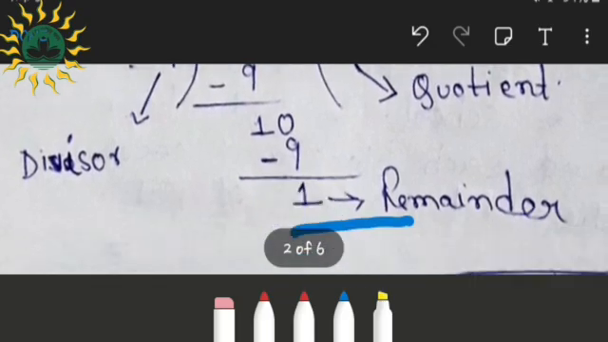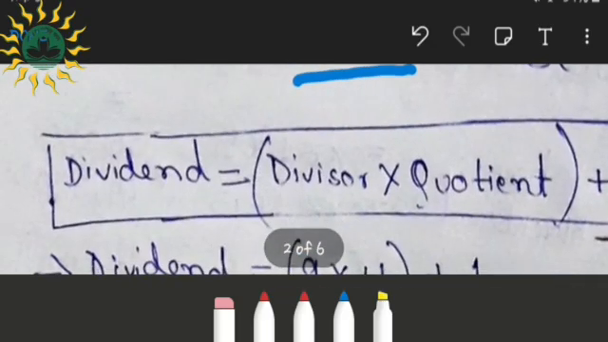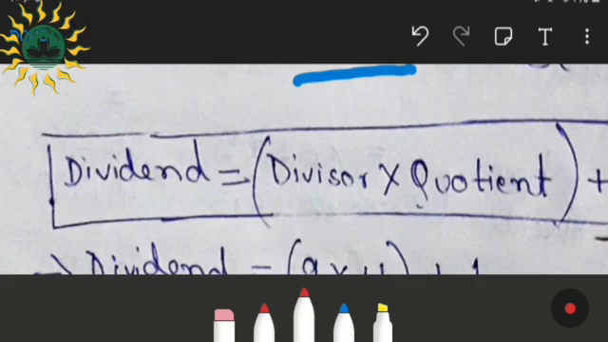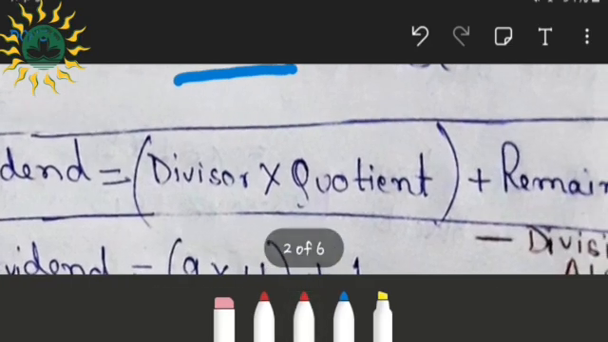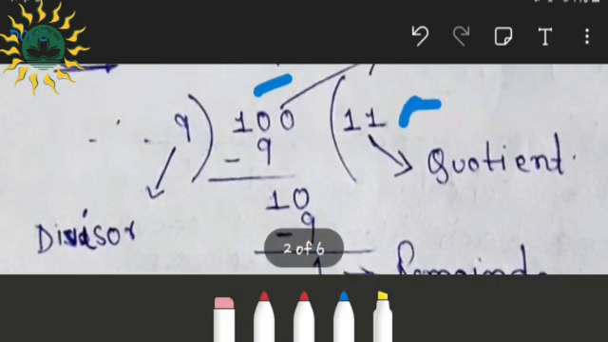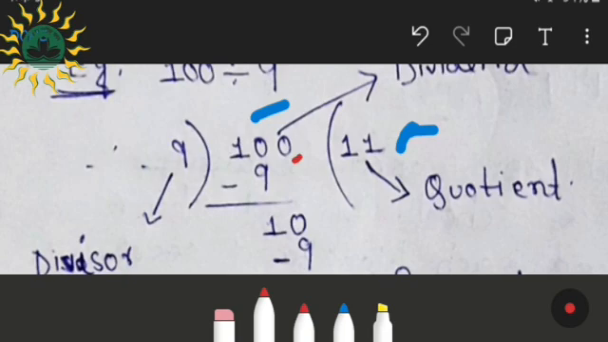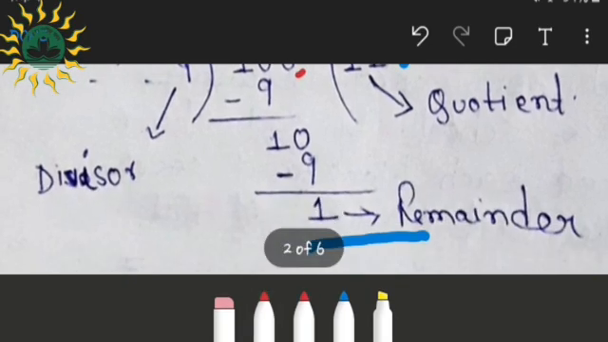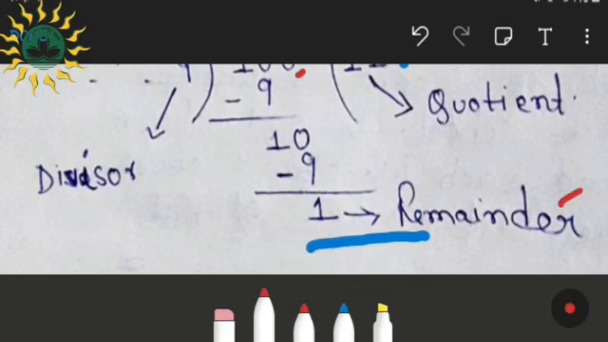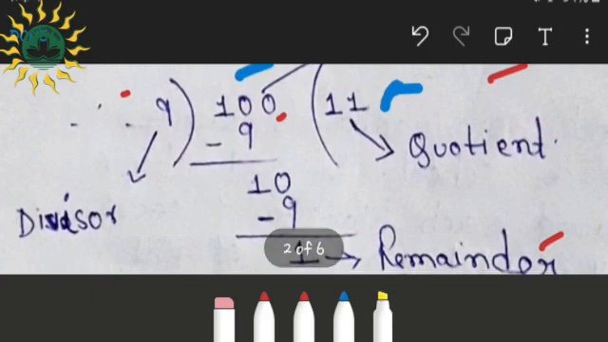Now there is a formula that dividend equals divisor into quotient plus remainder. It means if we need to find the dividend and we are given the divisor, quotient and remainder, then we have to multiply the divisor and quotient and add the remainder.